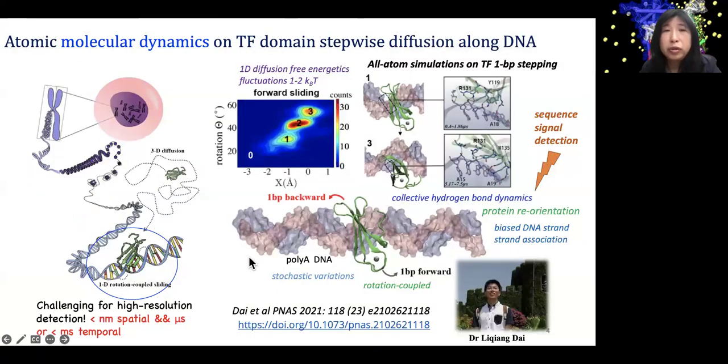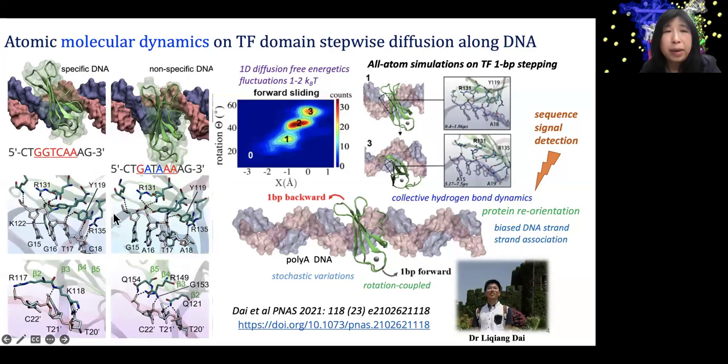So previously, we used all-atom molecular dynamics simulation to look at a small transcription factor moving forward and backward on DNA for just one base pair. We also looked at this process, and there are very delicate hydrogen bonds formed between the protein and DNA backbone all the time. If you compare the configuration of specific binding and non-specific binding, you will notice the change of the hydrogen bond pattern notably, and also the protein orientation will change notably.